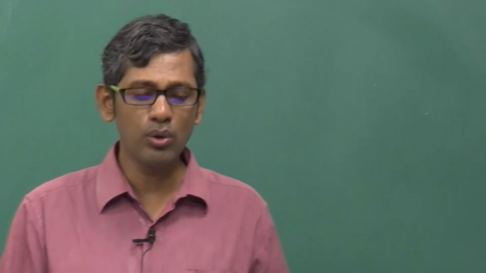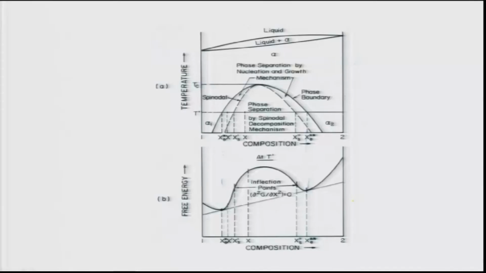As you go past these inflection points, any decomposition will lead to an increase in the free energy. That is what you see, correct. Small variations in composition will lead to an increase in free energy as you go beyond these two inflection points, and that is why the only way the system can reduce its free energy is by nucleation and growth.